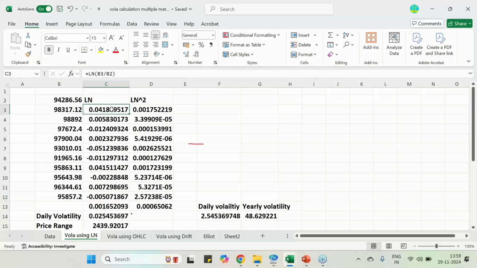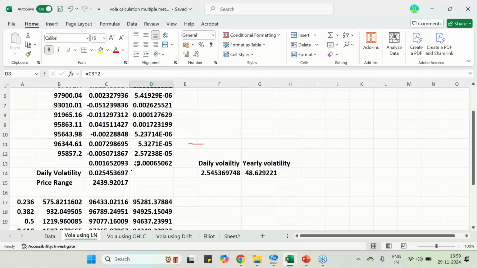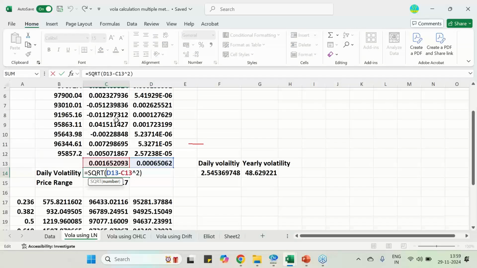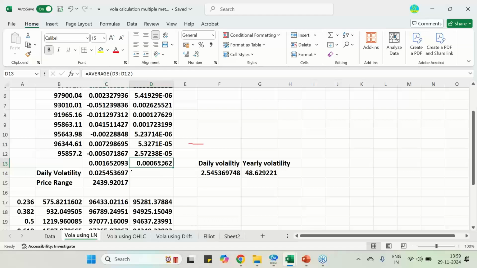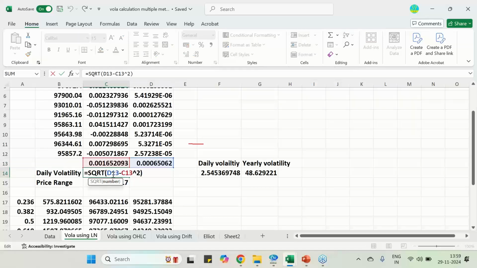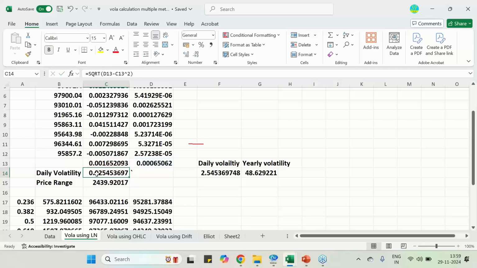First we find the ln value, then the ln square value, then the daily volatility, which is the average of the ln square value minus the square of the average of the ln value. After that we take the square root, which gives us the daily volatility. In percentage terms it shows 2.54% per day, and in yearly terms it is close to 50%.